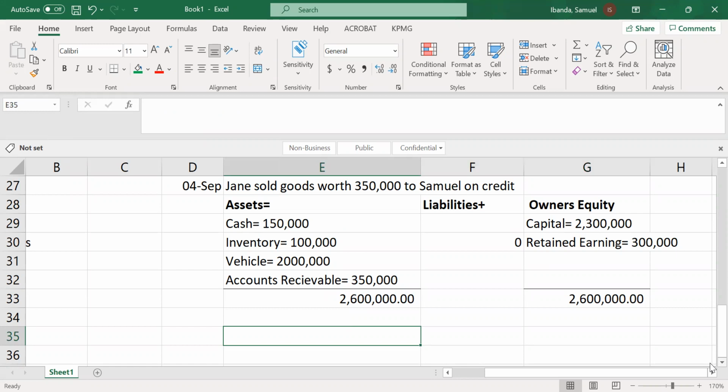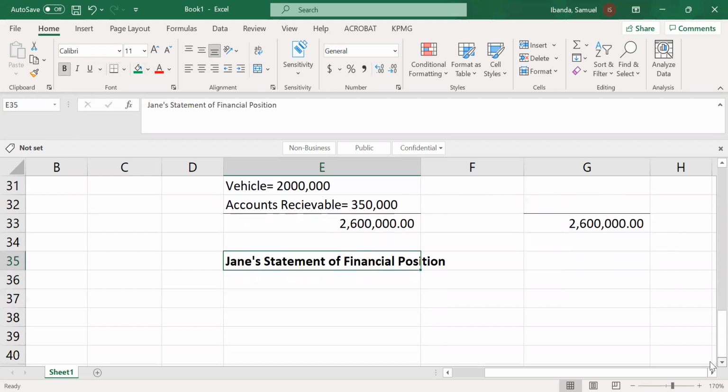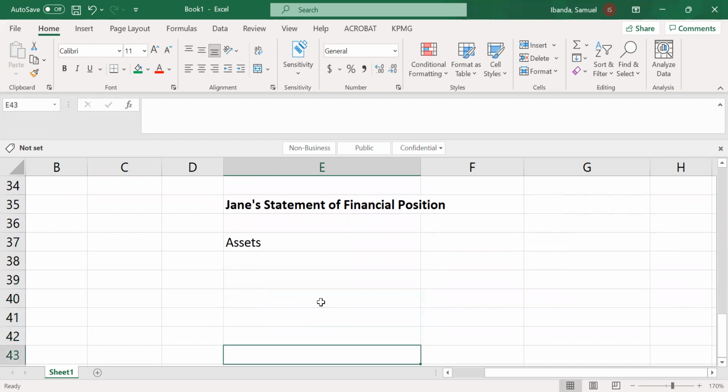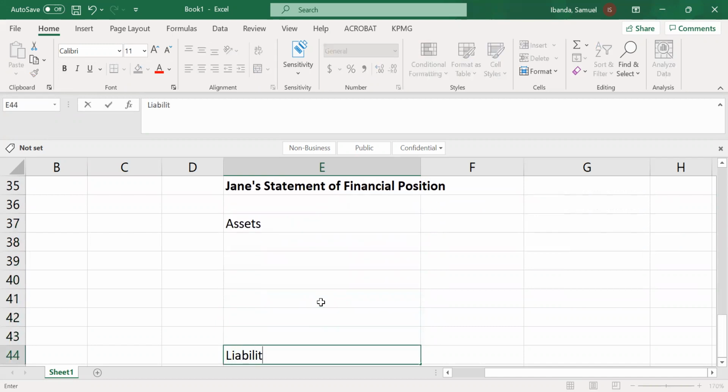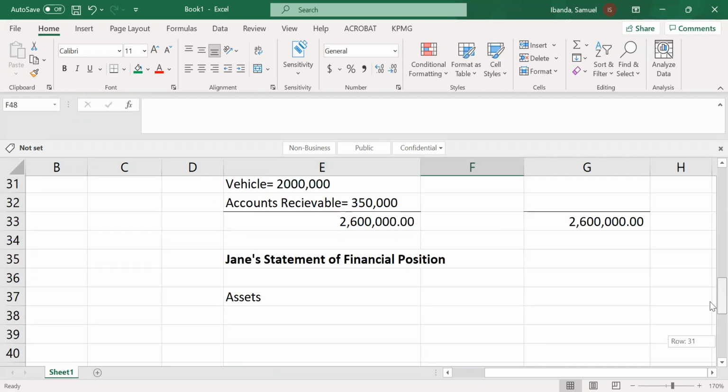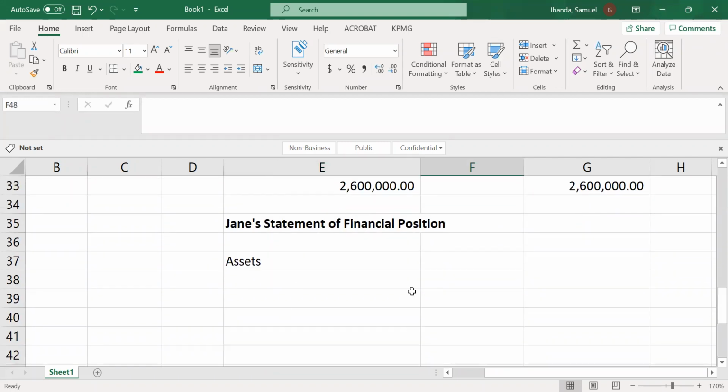If we are drawing up Jenny's statement of financial position, which is also the balance sheet, we usually look at assets, and we also look at liabilities, and then we also look at equity. Like I said, the accounting equation is a representation of the balance sheet. It's just now the difference in format.